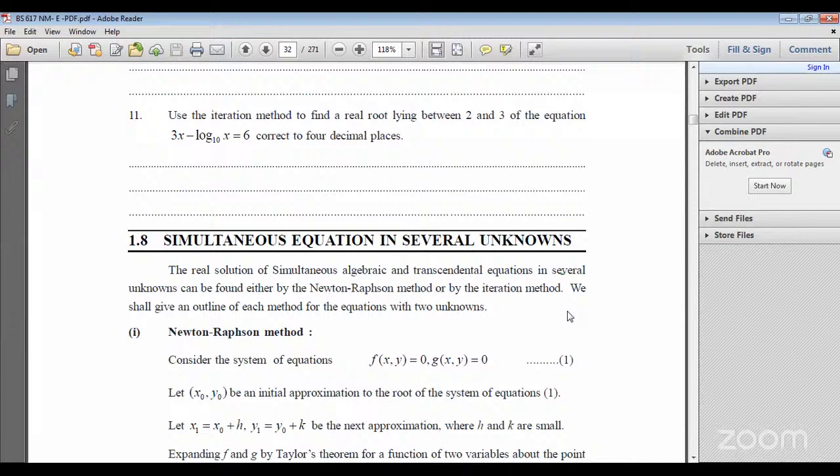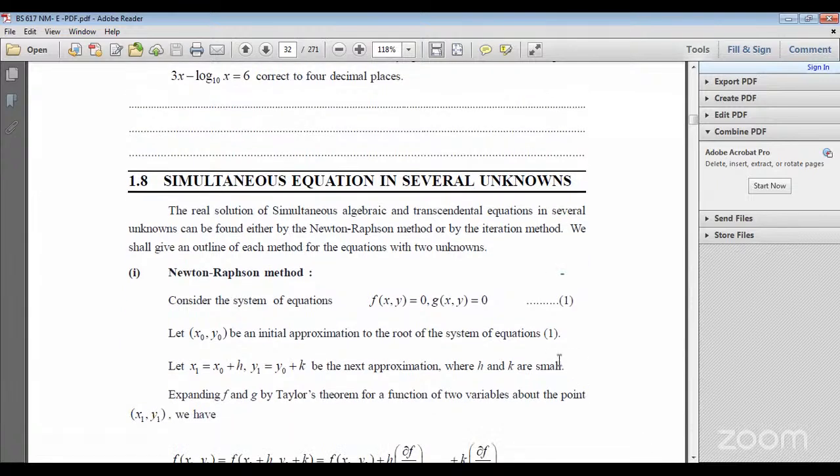The simultaneous equations in several unknowns. The real solution of the simultaneous algebraic or transcendental equations in several unknowns can be found either by the Newton-Raphson method or by the iteration method. We shall give an outline of each method for equations in two unknowns.